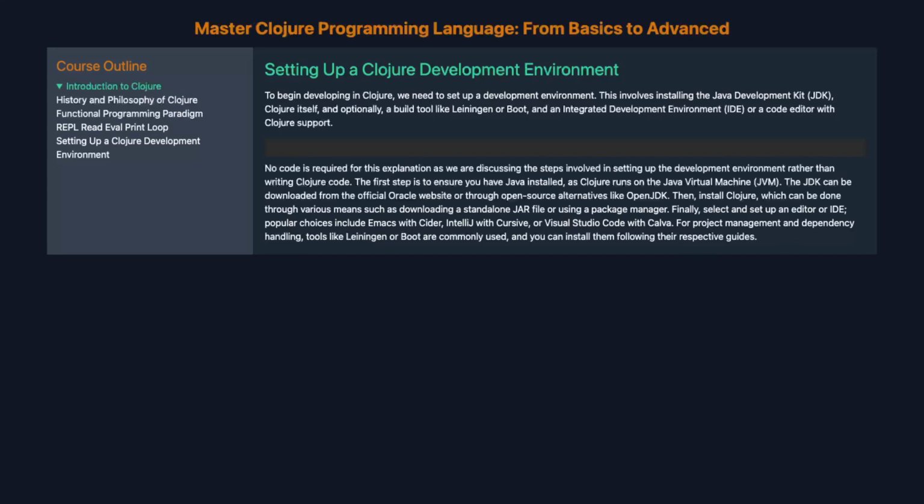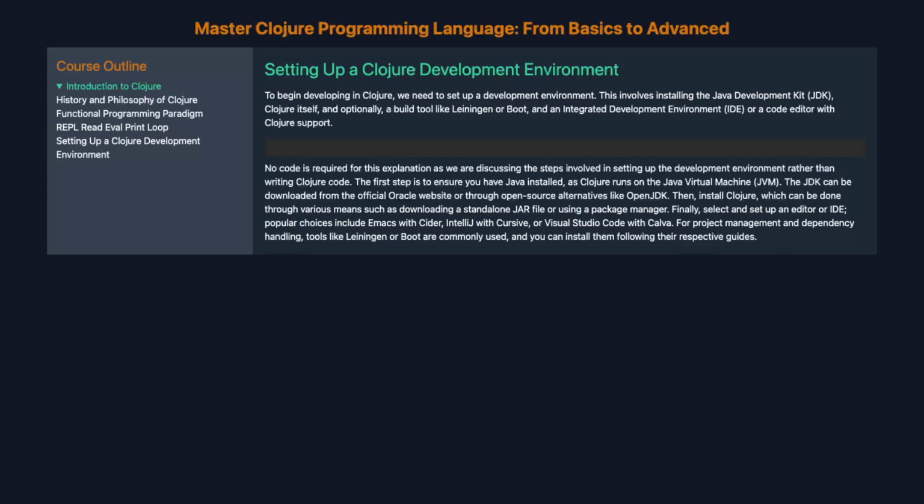The first step is to ensure you have Java installed, as Clojure runs on the Java Virtual Machine, JVM. The JDK can be downloaded from the official Oracle website or through open-source alternatives like OpenJDK. Then, install Clojure, which can be done through various means, such as downloading a standalone jar file or using a package manager. Finally, select and set up an editor or IDE. Popular choices include Emacs with Cider, IntelliJ with Cursive, or Visual Studio Code with Calva. For project management and dependency handling, tools like Leiningen or Boot are commonly used, and you can install them following their respective guides.